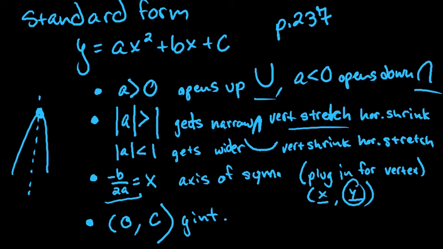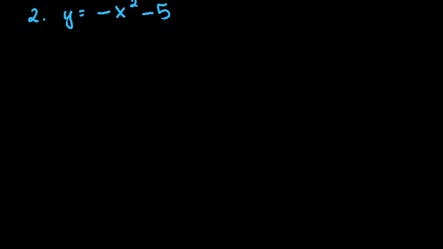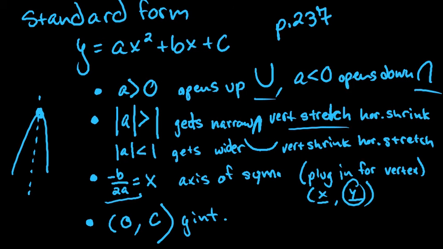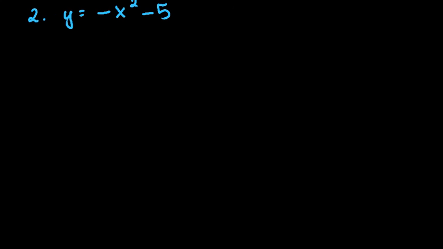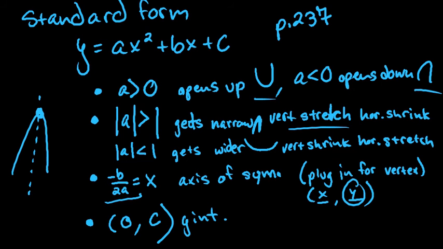So if I go to an example, let me erase some things here. Alright, if I go to an example, this is guided practice number 2. Let's start with the first bullet point. I want to determine if it opens up or down. Well, a is negative, opens down. And what is the value? Technically, this is a -1. So it's not greater than 1, it's not less than 1. So it should have kind of the same proportion. It's not stretching or shrinking any. It may just move.